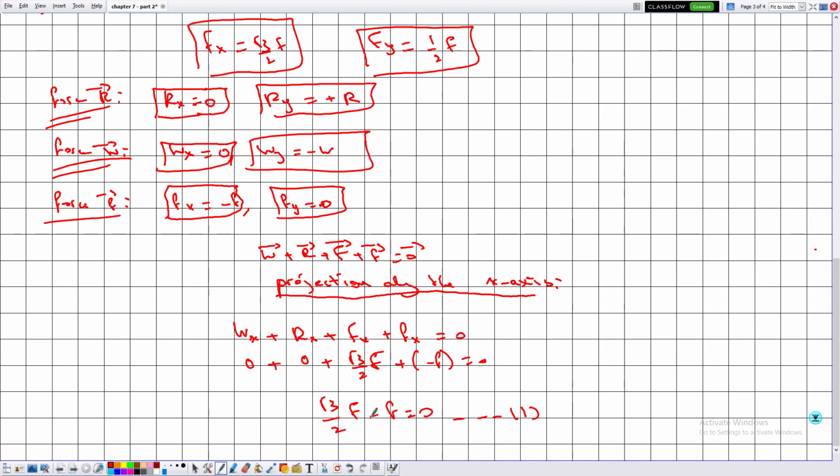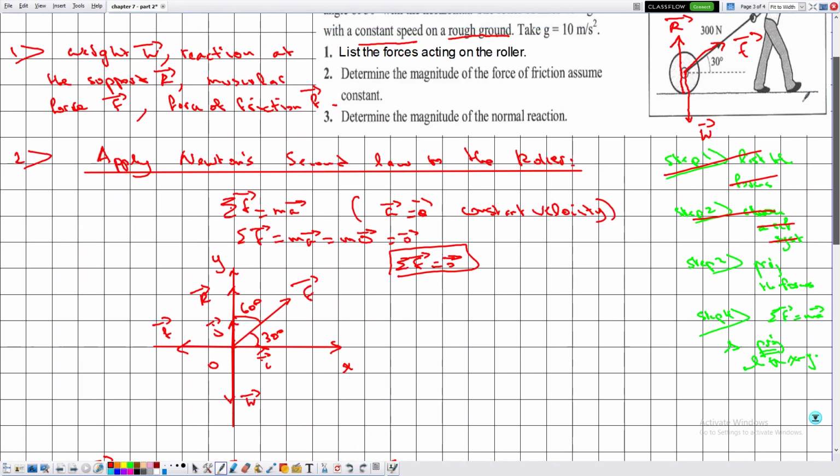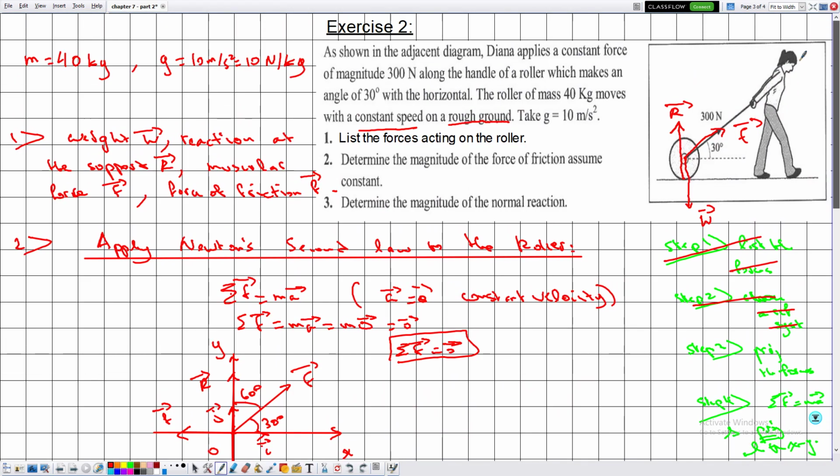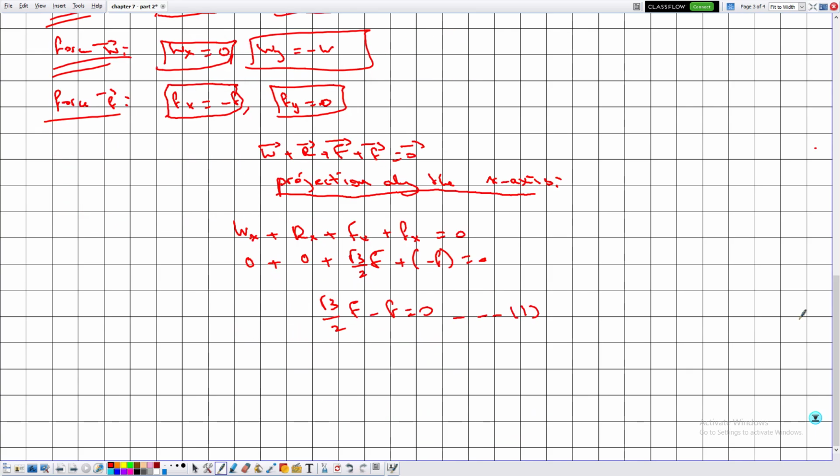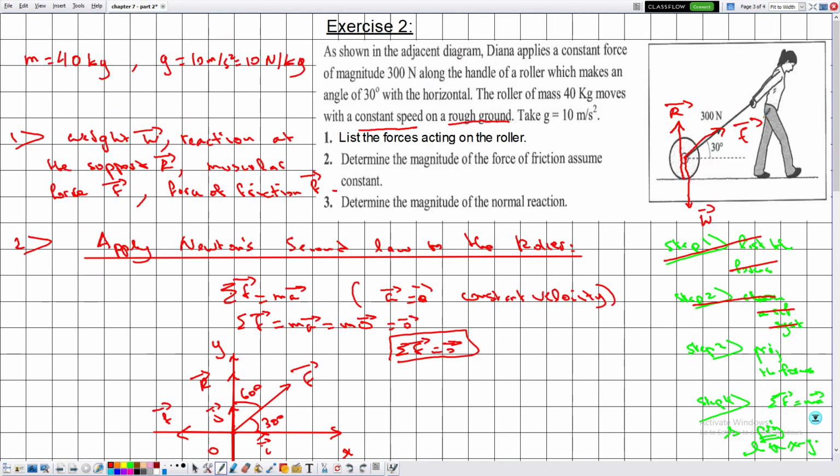Now before we proceed to the projection along the y-axis, let's check if this is sufficient to determine the value of f. So notice that capital F is given by how much? 300 newtons. Recall that this is capital F, and the value of capital F in magnitude is 300 newtons.